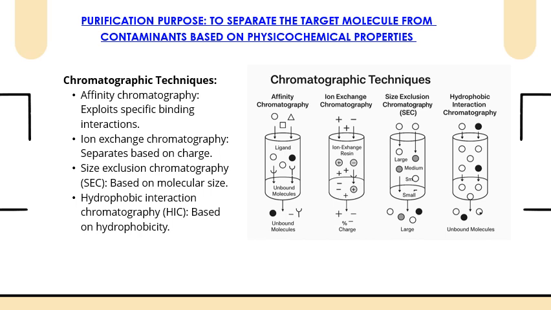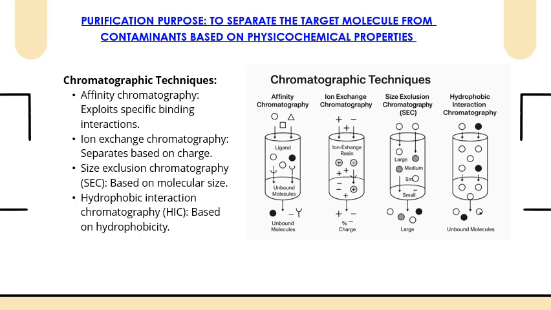So now we are going to explore another type of purification process. Here it is to separate the target molecules from contaminants based on physicochemical properties. So we have four types that we are going to explain here. Affinity chromatography, based on specific binding interaction. Ion exchange chromatography, based on the charge, either positive or negative. Size exclusion chromatography, based on the molecular size. And then finally, hydrophobic interaction, based on the hydrophobicity.